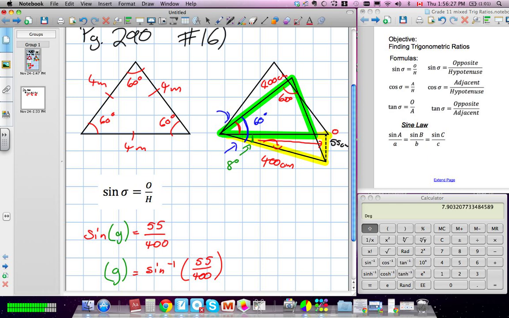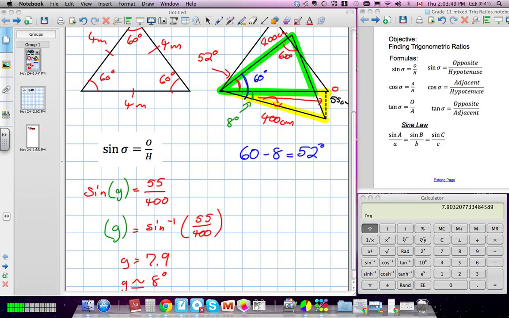By deduction, how do we find that red angle inside the triangle? I subtract 8 from the 60. So 60 subtract 8 gives us our 52 degrees. So that angle there is 52 degrees. Okay, so finally in this question, you would have this angle, and this side, and you can use sine law to solve for the other side. We're going to move on.